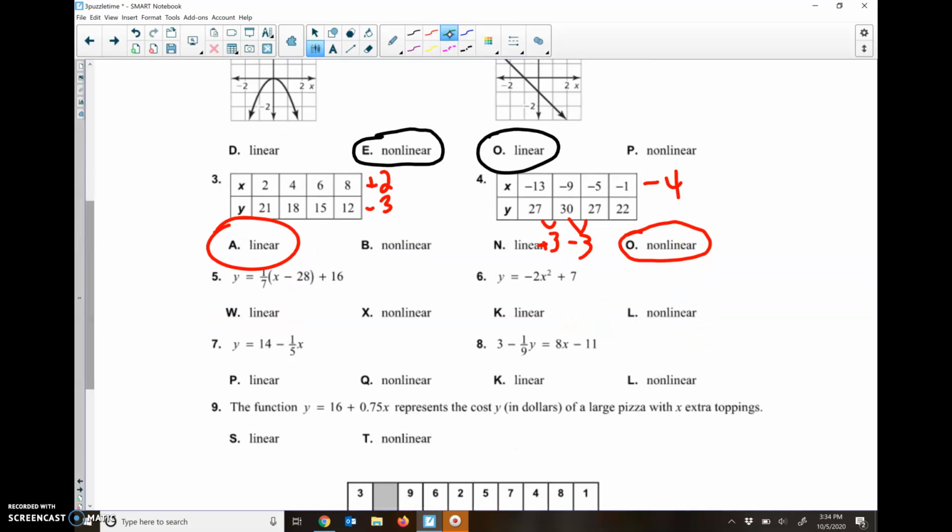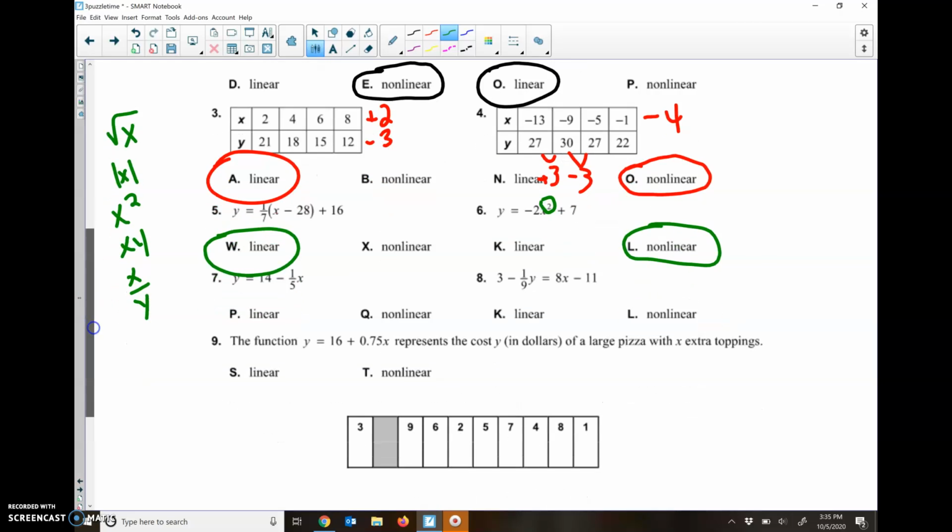Remember on numbers 5 and 6, there's a couple of things that it can't have. So it can't have like the square root of x or the absolute value of x or x squared or x times y or x divided by y. All of these things make it nonlinear. Number 5 looks good, doesn't have any of those things in there, so that one's going to be linear. Number 6, unfortunately, has an exponent there, so it has the x squared, so that's going to be nonlinear.